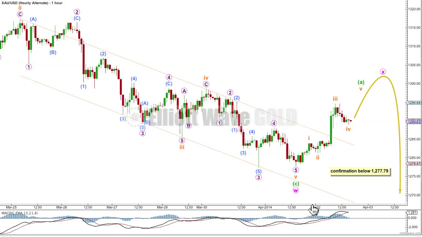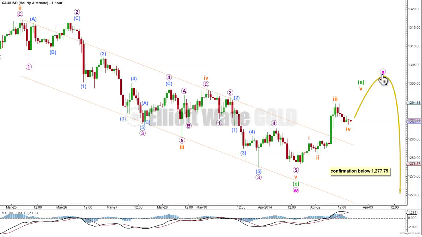A double combination would not be able to move price down to 1201.98 at the daily chart level, so that's unlikely. But a double zigzag for minor wave B is still reasonably likely. And as I explained on the daily chart, double zigzags usually have shallow X waves. That one on the daily chart does have a remarkably shallow X wave, but they are usually shallow.